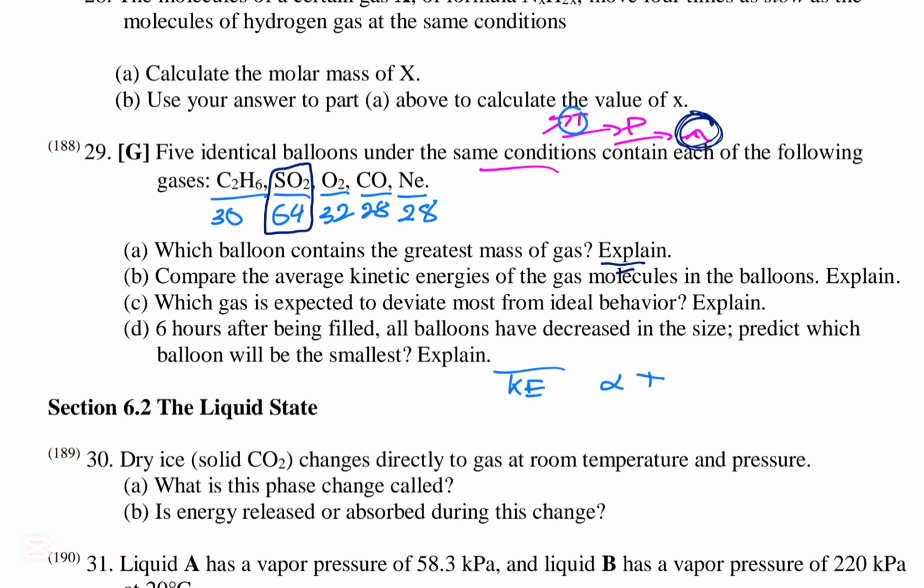Now, which gas is expected to deviate the most? Not which gas is most ideal. Pay attention: deviate the most, that is least ideal. The keywords are the words in the sentence.